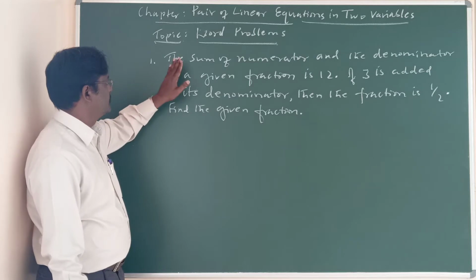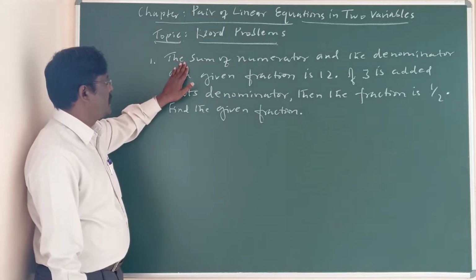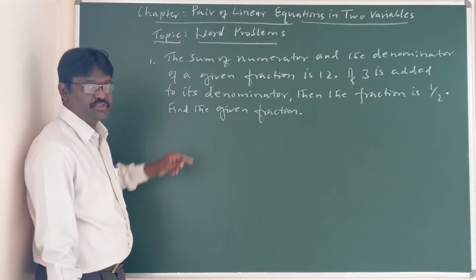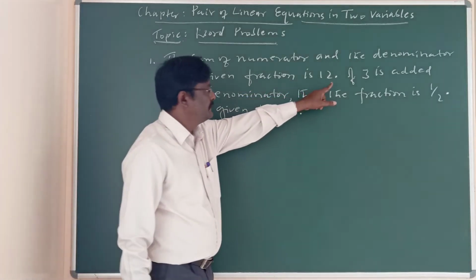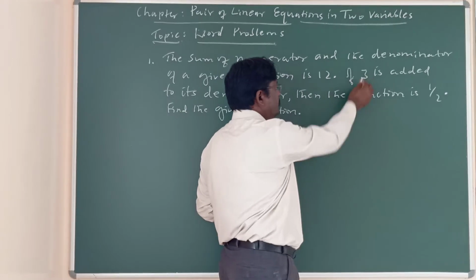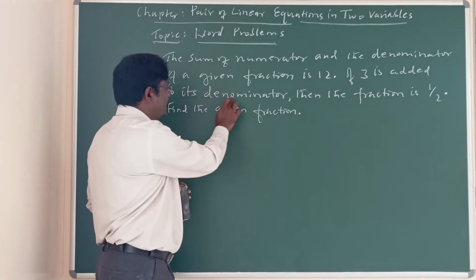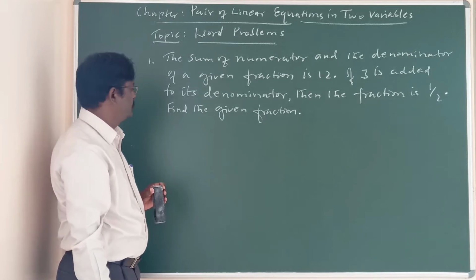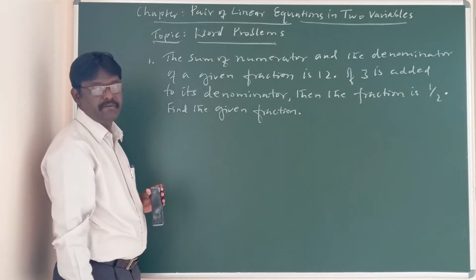The first sum is this. The sum of numerator and denominator of a given fraction is 12. If 3 is added to its denominator, then the fraction becomes 1 by 2. Then find the given fraction.